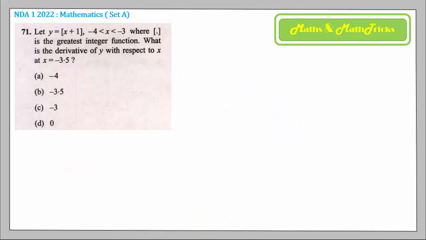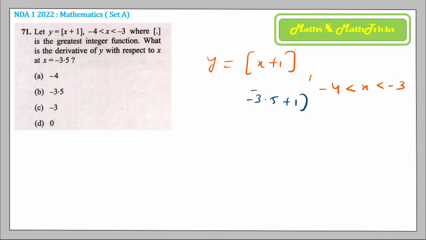Coming on to the next question, 71. This is like y is given to be the box of x plus 1, where x is ranging from minus 4 to minus 3. Now you just hit and try here. You take any number between this range. You take minus 3.5, plus 1 you are doing, so it is ultimately converting to minus 2.5.